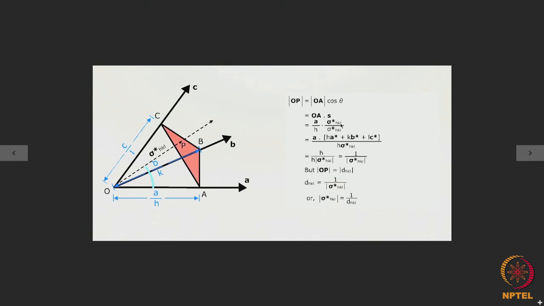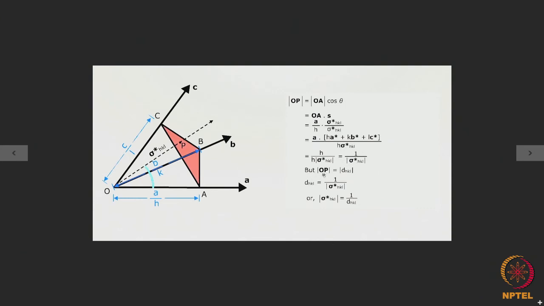So, it is sigma star HKL divided by magnitude of sigma star HKL, and then it is equal to a by h dot, now we write down the sigma star HKL vector into its components. So, it is h a star plus k b star plus l c star, and in the denominator we have the magnitude of sigma star HKL only. So, this sigma should be in lower case, it is not a vector as we can see over here. So, this is equal to h divided by h, the magnitude of sigma star HKL, that means it is equal to 1 by magnitude of sigma star HKL.